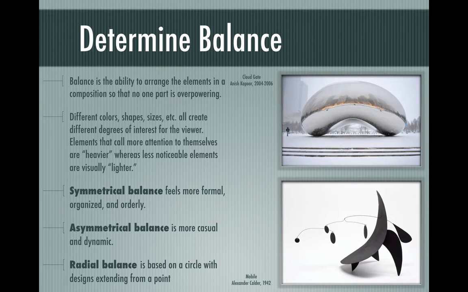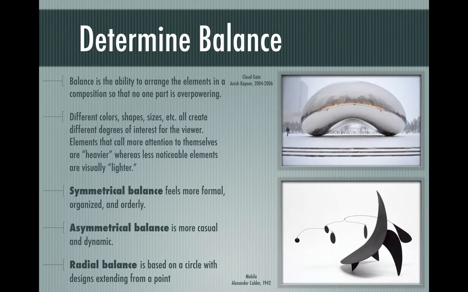There's also radial balance, so think of that as a circle design where there's a design coming out from a center point in some kind of circle form. A spiral can be like radial balance. Or if you think of a sun where you have that yellow point and then sun rays coming off of it, that's a radial balance.